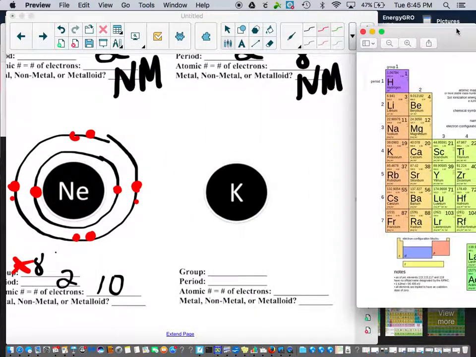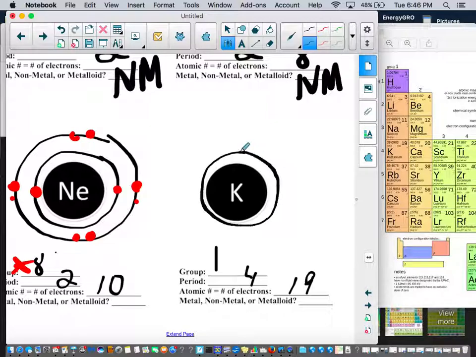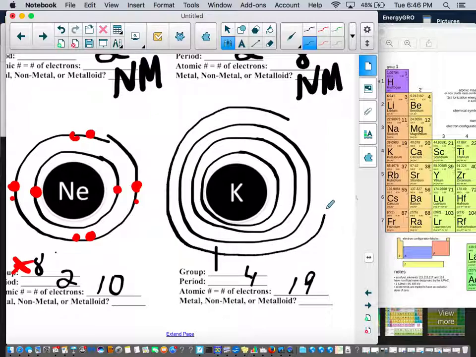All right, our last element that we're going to do together is the element that has a symbol of K. Symbol K is potassium. Potassium is found in group 1, period 4. 19 is the atomic number, 19 total electrons, and it's a metal. Since it's in period 4, we have 4 orbits: 1, 2, 3, and 4.